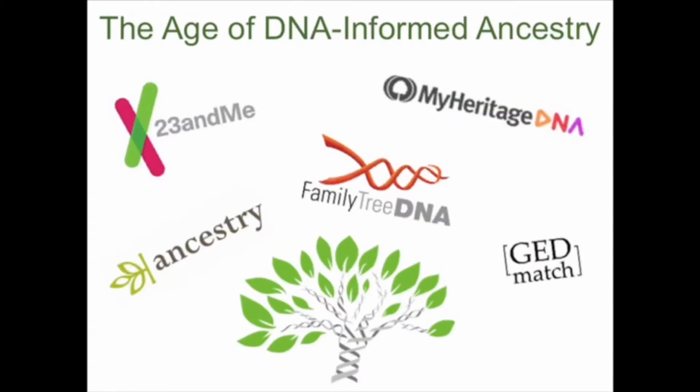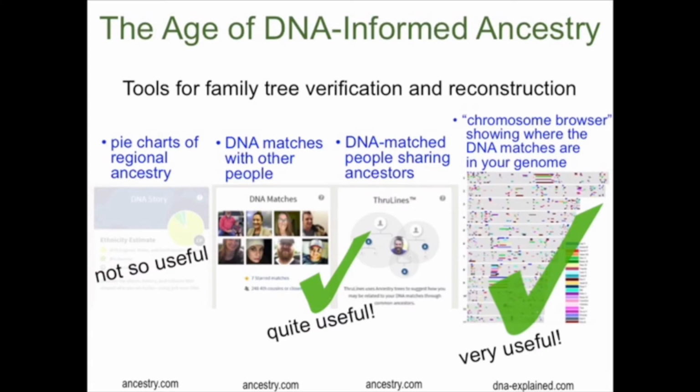So we're now in the age of DNA-informed ancestry, right? So all these various companies that have these great products out there. Every one of these, I've got my DNA done with and compared and contrasted and done all sorts of fun stuff, as well as about 20 of my family members, most of which I've paid for. So there's lots of great tools out there for family tree verification and reconstruction. There's pie charts that you can do of regional ancestry. I don't think that's so useful, actually. It's a little bit interesting, especially if you've got some mixed ancestry, but otherwise it's not particularly useful. These other parts are pretty good, though.